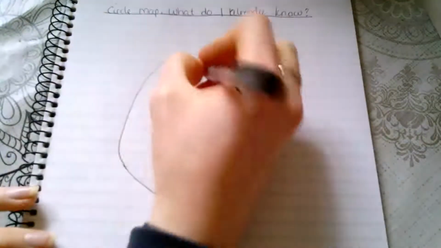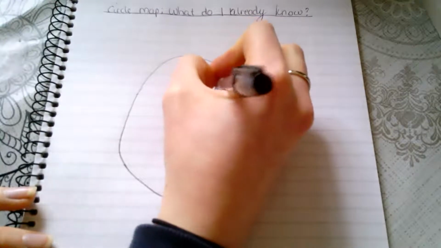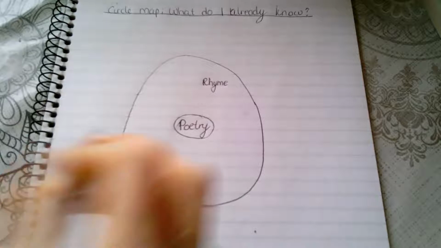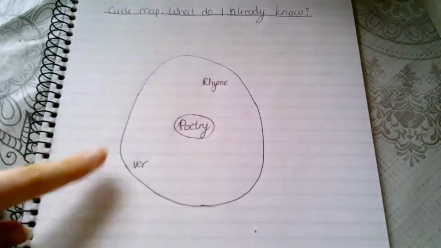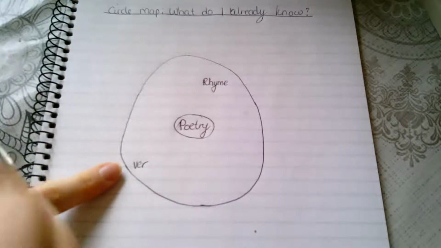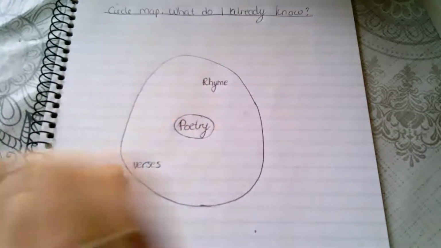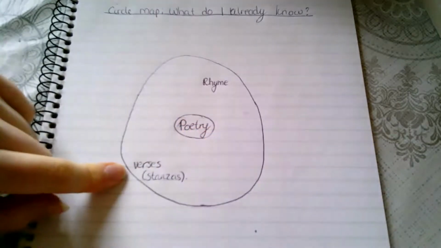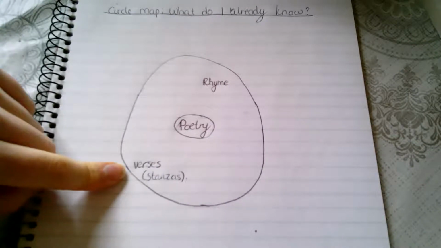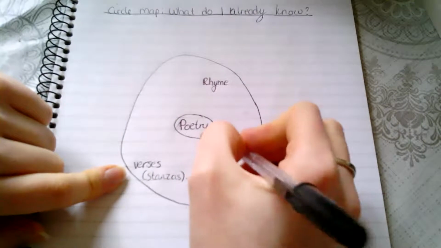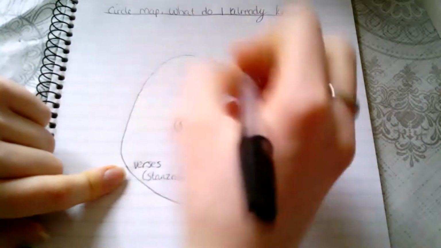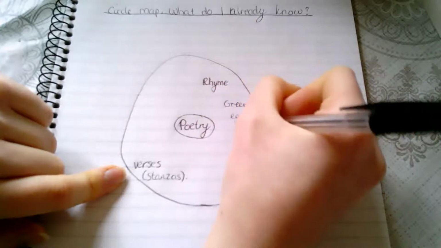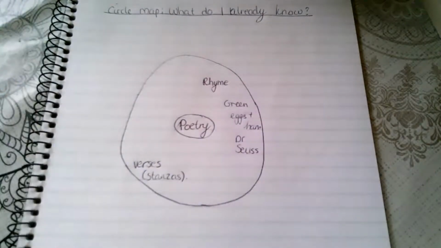So what's going to go inside is what we already know about poetry. My turn: I know that a lot of them rhyme. I know that they have verses, which are called stanzas, and we'll learn a little bit more about this. I know about Green Eggs and Ham by Sam I Am, so Dr. Seuss, and that's linking to the rhyming, so green eggs and ham. I'm just writing this all around the edge.